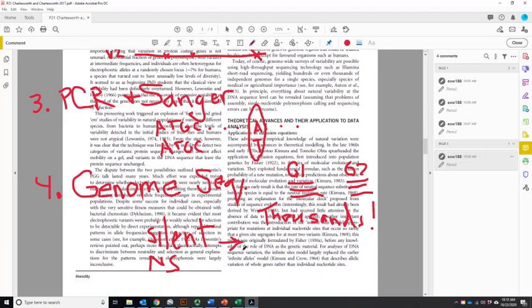I hope you're familiar with these. When I say silent, it simply means it does not impact the phenotype of the organism. And we're going to look at 2 major categories. The first one is within the protein coding sequence. And these most commonly occur at the 3rd position in a codon.